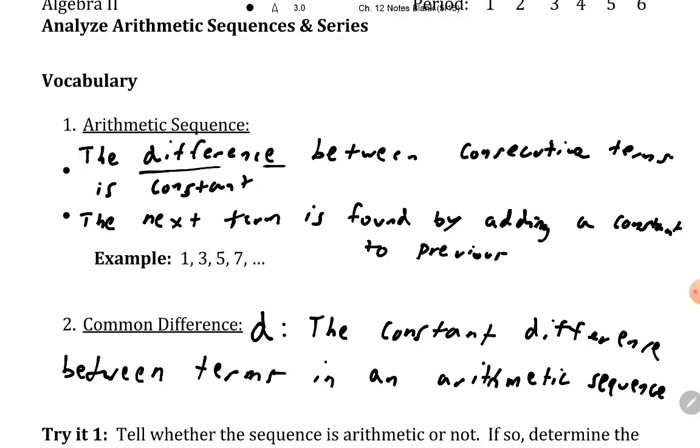So for example, we have 1, 3, 5, 7. The difference between 1 and 3 is positive 2. The difference between 3 and 5 is 2, and between 5 and 7 is 2. We're adding 2 each time. So I would call that the common difference, d.